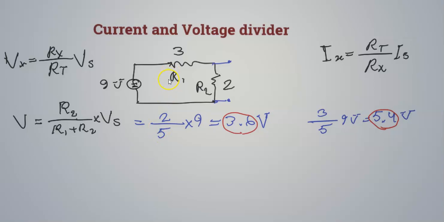And as I explained in my previous videos, the current value in the circuit with these resistors in series is the same. That means all the current going through the circuit is the same. All right, let's see how we can use a current divider.